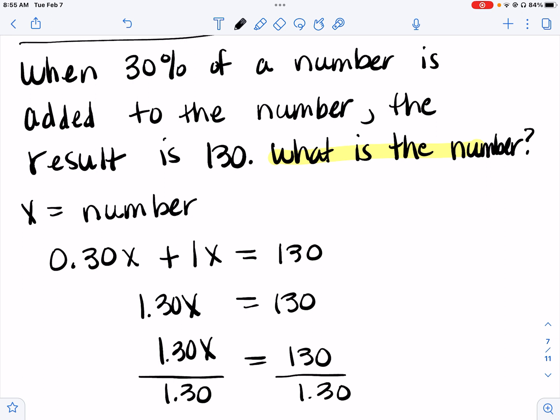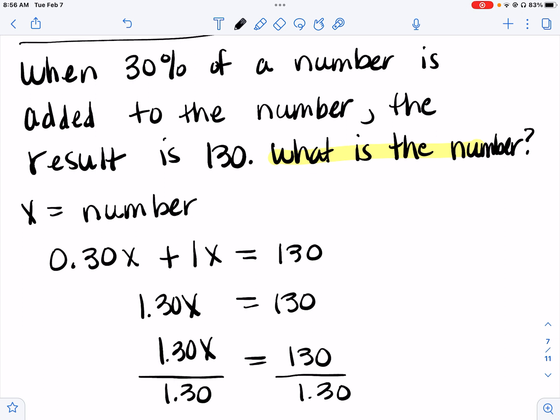When 30% of a number is added to the number, the result is 130. What is the number? Okay, so that means X equals the number. 30% means you change 30% to a decimal and multiply it times the number. To find 30% of a number, you take 0.30 and multiply it times the number. So 0.30x. Then it said added to the number. So that's why we have plus 1x. The result tells us equals 130.